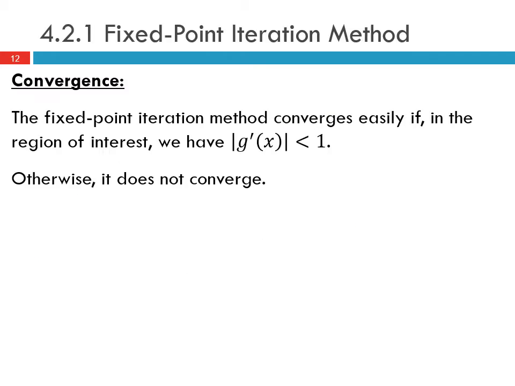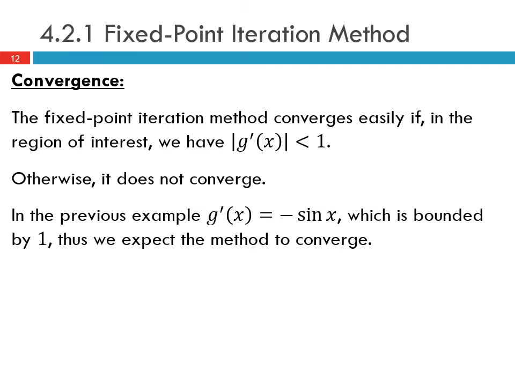Now, it's important to talk about convergence for the fixed point iteration method. The fixed point iteration converges easily if in the region of interest we have the absolute value of the derivative of g less than 1. So if the absolute value of g prime of x is less than 1 within our region of interest, then we expect the method to converge easily. Otherwise, it does not converge. If the derivative is not bounded by 1, then it will not converge.